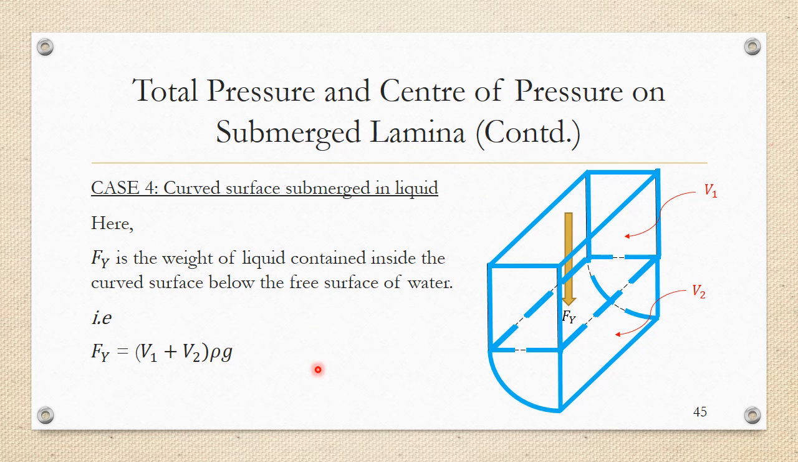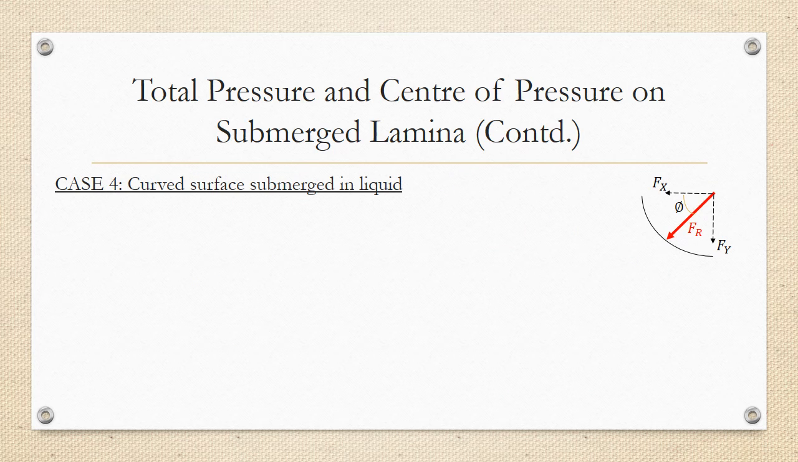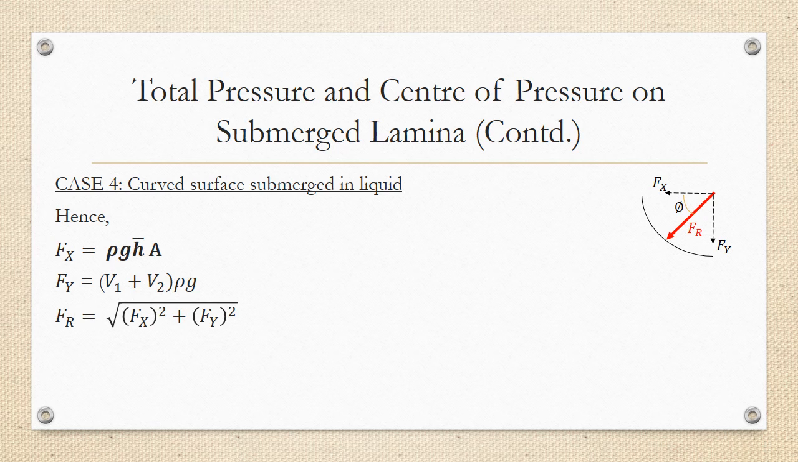So Fx is the force acting on the projected area, and Fy is the weight of the fluid acting above the curved surface, which can be simply found out by V1 plus V2 into rho into g, and you will get the resultant force Fr. Fx is rho g h bar into A, Fy is equal to (V1 plus V2) into rho into g, and Fr can be obtained as square root of Fx squared plus Fy squared.